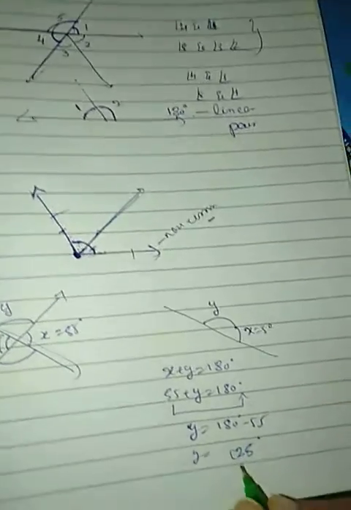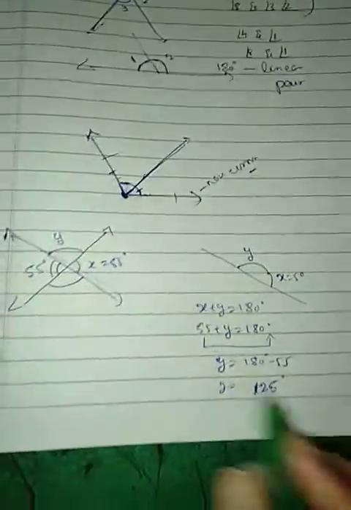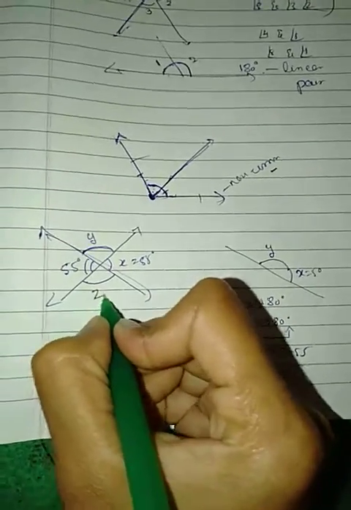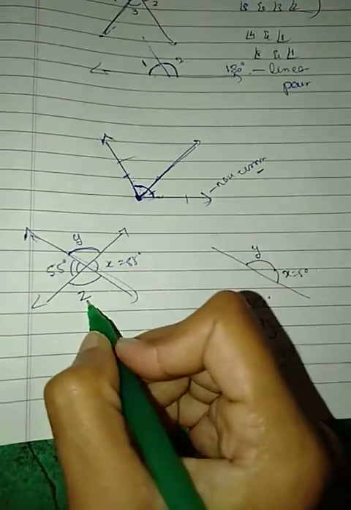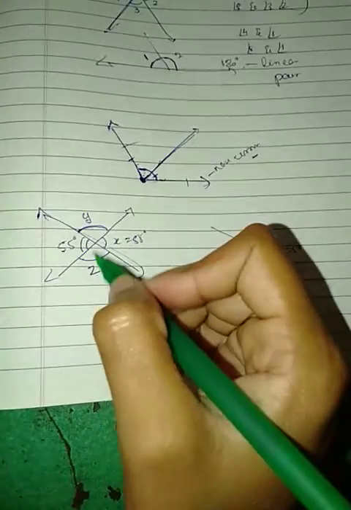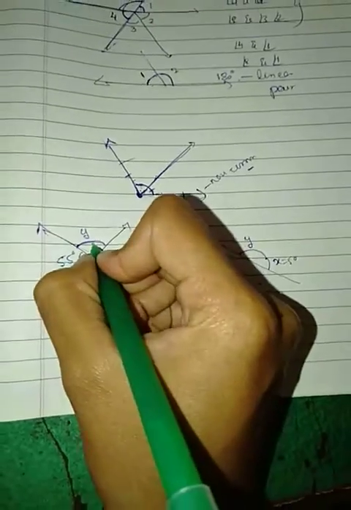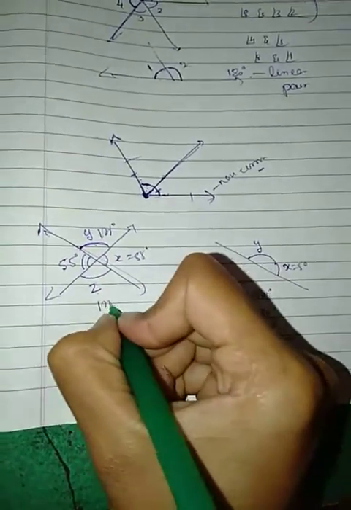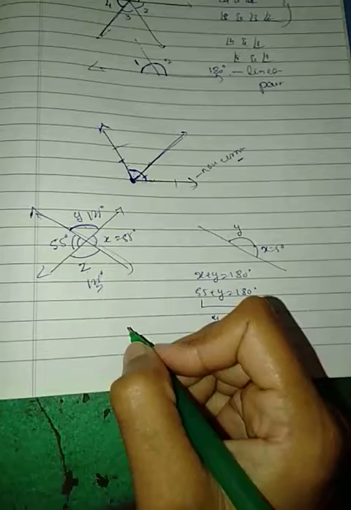So we get y is 125. Now we have to find out z. So y is opposite to z, which means this is also 125 because these are vertically opposite. If you find y, this is 125. So the vertically opposite angle, this one, is also 125.